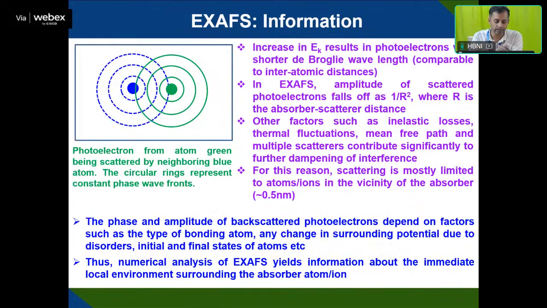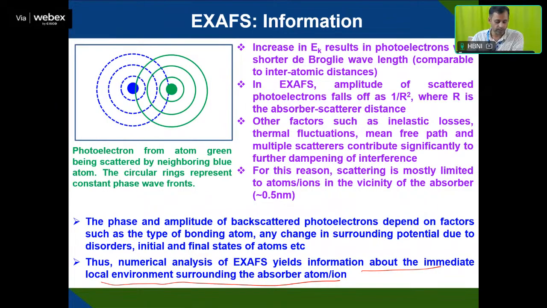But with X-rays, there is direct interaction between two neighboring atoms, so you are able to get mainly that information about the local environment surrounding the observer atom. What are the nearest neighbors? That information you can find out by using this. The photoelectron from the green atom is scattered by the neighboring blue atom.